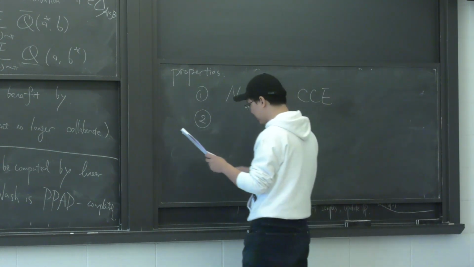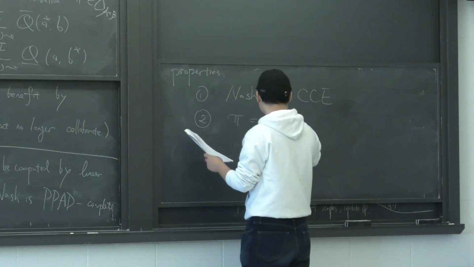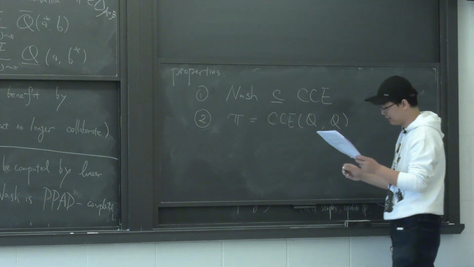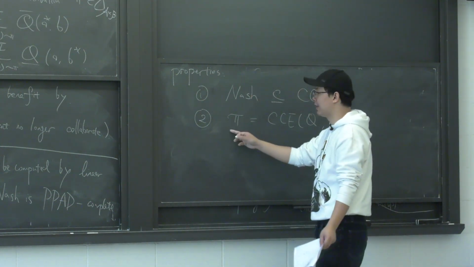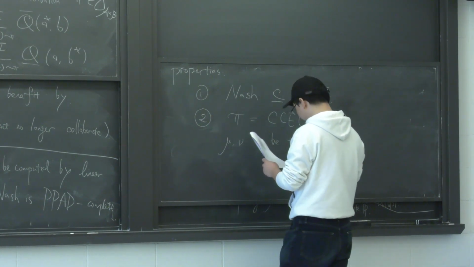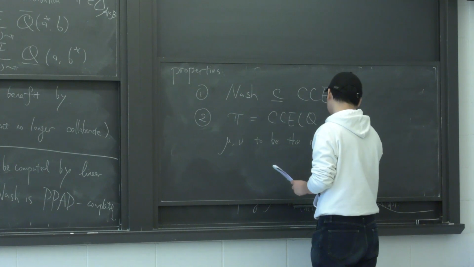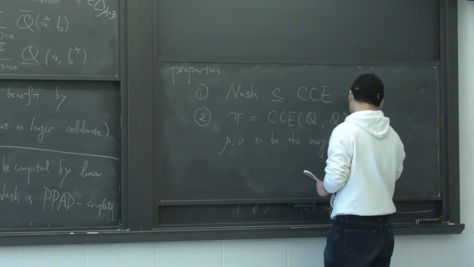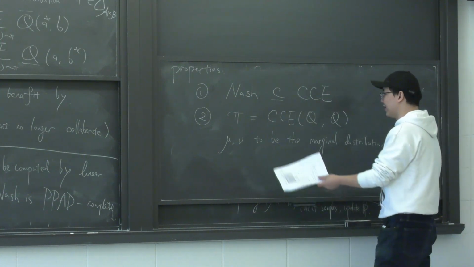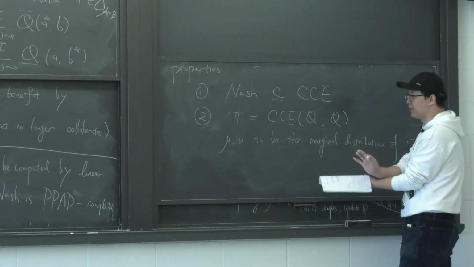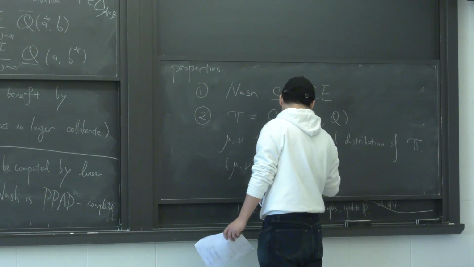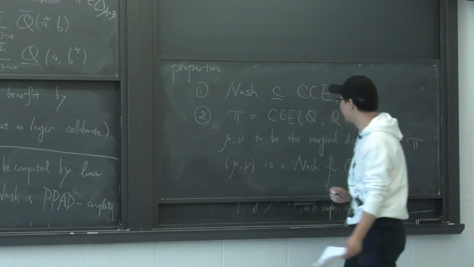So the next property is very critical in this case. That is, if I find some policy pi that is a CCE of Q upper bar and Q lower bar, of a zero-sum game, so both utilities are the same, then in general this is a correlated policy. But we can let mu and nu be the marginal distributions of pi. So for a zero-sum game, I find a correlated equilibrium, and then I compute the marginalized distribution for the first player and second player. You can actually prove that mu and nu is a Nash for Q. This only holds for zero-sum games.